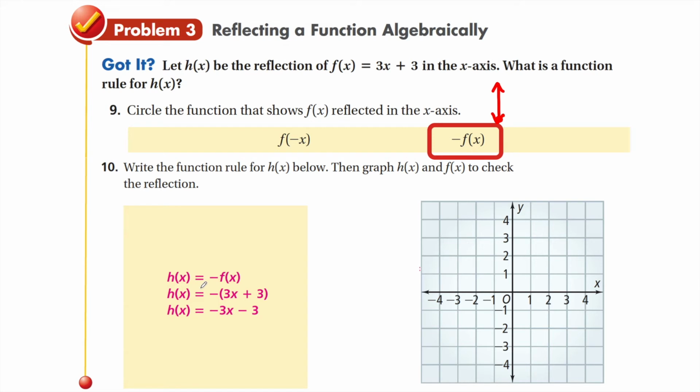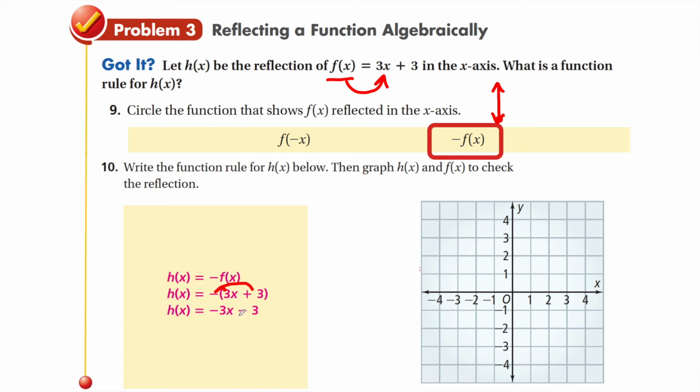So h of x now becomes equal to a negative times the 3x plus 3. Well, how do we get the 3x plus 3? Well, f of x up here equals 3x plus 3. So if we know what f of x equals, we can plug in what we know f of x is. And therefore, that's why we get the 3x plus 3. And then finally, you just have to distribute out that negative that they gave. And therefore, we have h of x is going to equal a negative 3x minus 3.